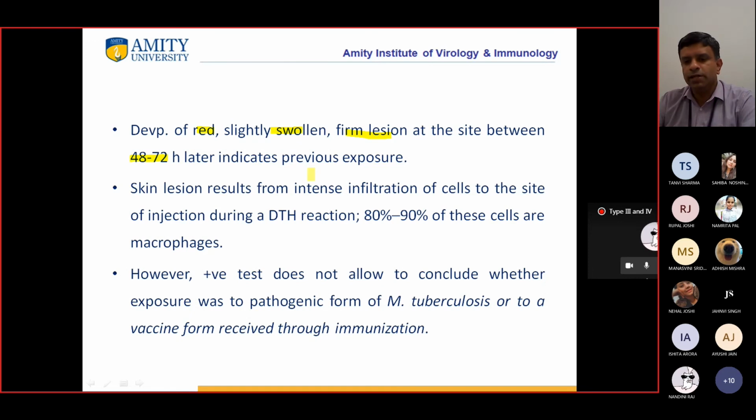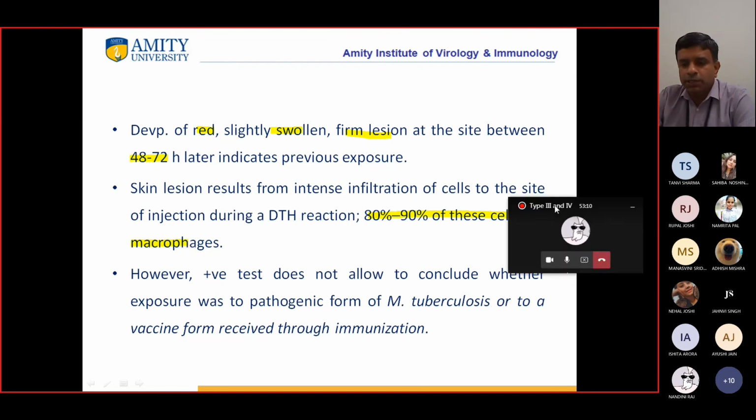The skin lesion results from intense infiltration of cells to the site. At that place you will find 80 to 90% of the cells are macrophages, okay. So that is all about type 4 hypersensitivity reaction.